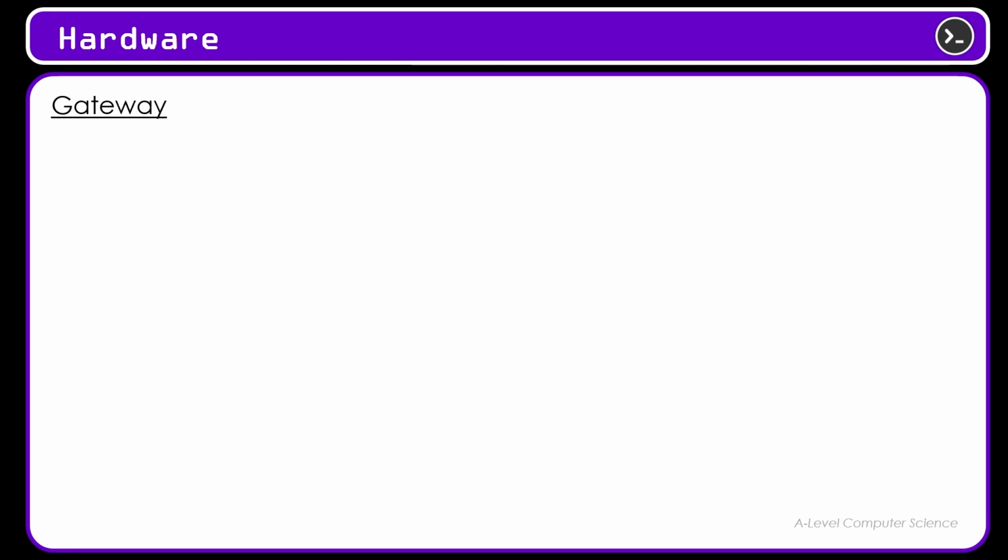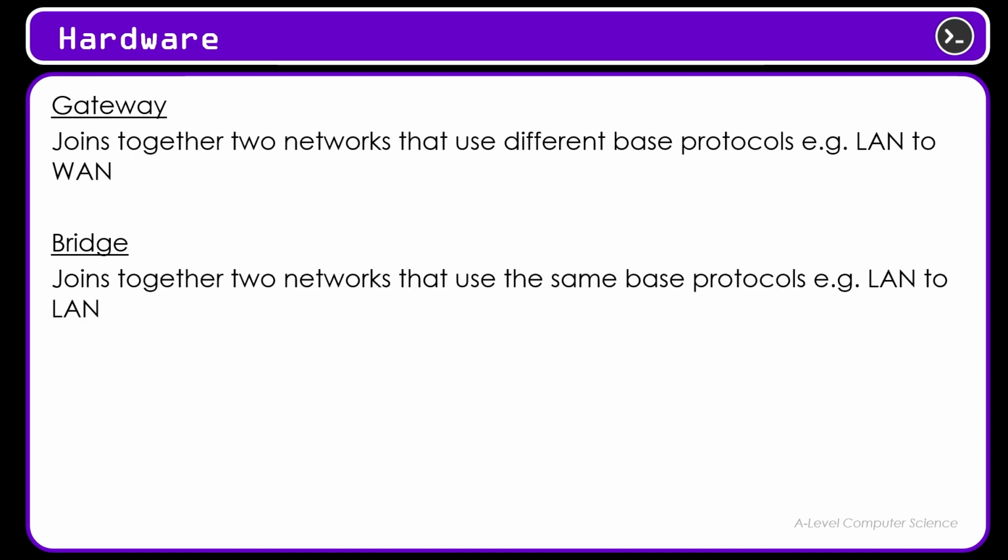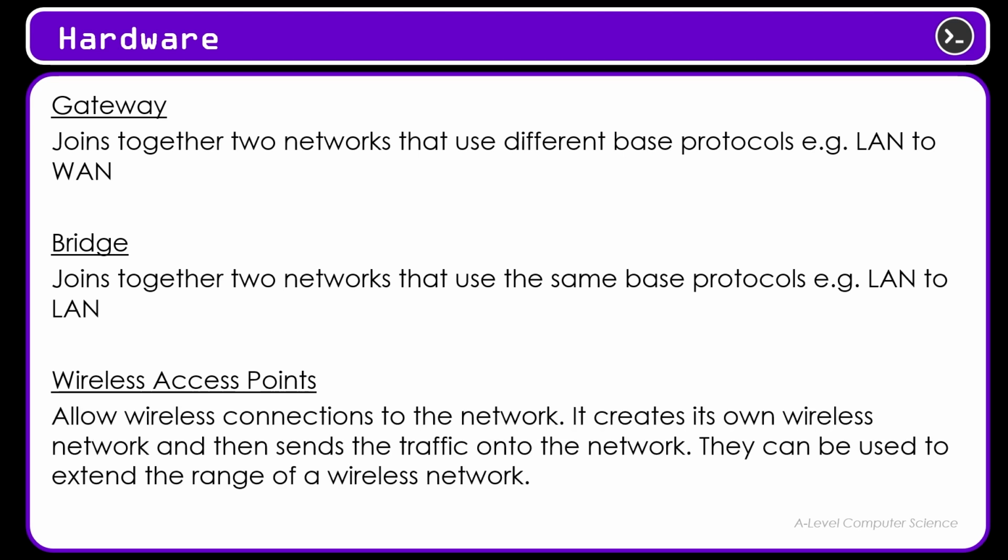A gateway joins together two networks that use different base protocols, for example, a LAN to a WAN. A bridge joins together two networks that use the same base protocols, for example, a LAN to a LAN. And a wireless access point allows wireless connections to the network. It essentially creates its own wireless network and then sends the traffic onto the network. And they can also be used to extend the range of a wireless network.